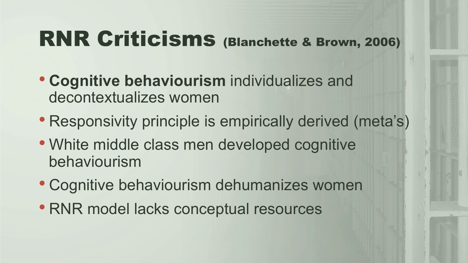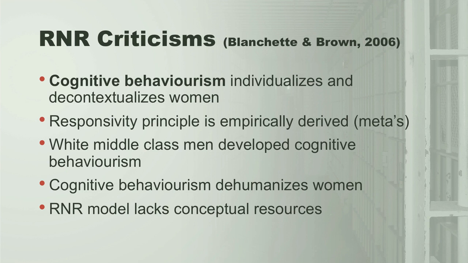Criticisms. There have been several criticisms levied against the R&R, risk-needs-responsivity model. Dr. Blanchette and I summarized these criticisms back in 2006, but a number of them still stand today. Cognitive behaviorism. I guess fundamentally, when you're reading the work written by feminist criminologists, they take huge issue with cognitive behaviorism. The notion that girls and women in the criminal justice system have thoughts that need to be fixed somehow. Fundamentally, that's wrong, according to gender responsive or feminist critical criminologists.